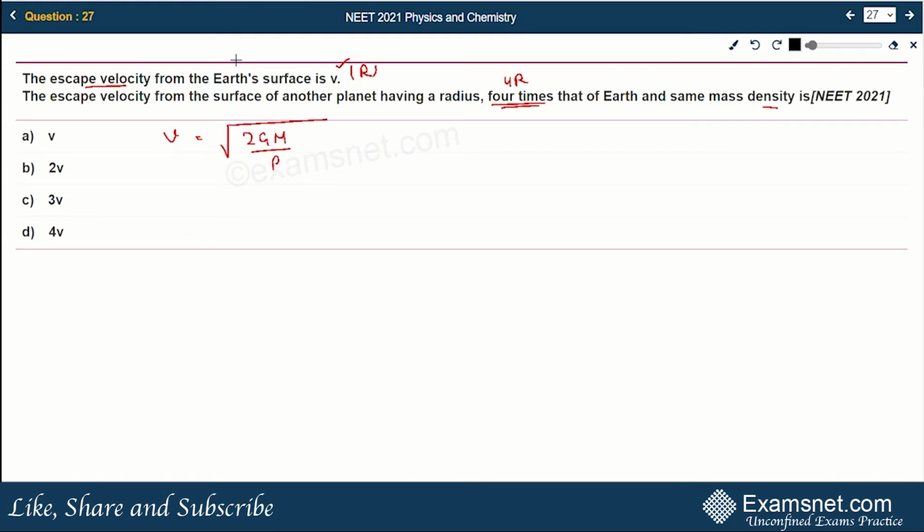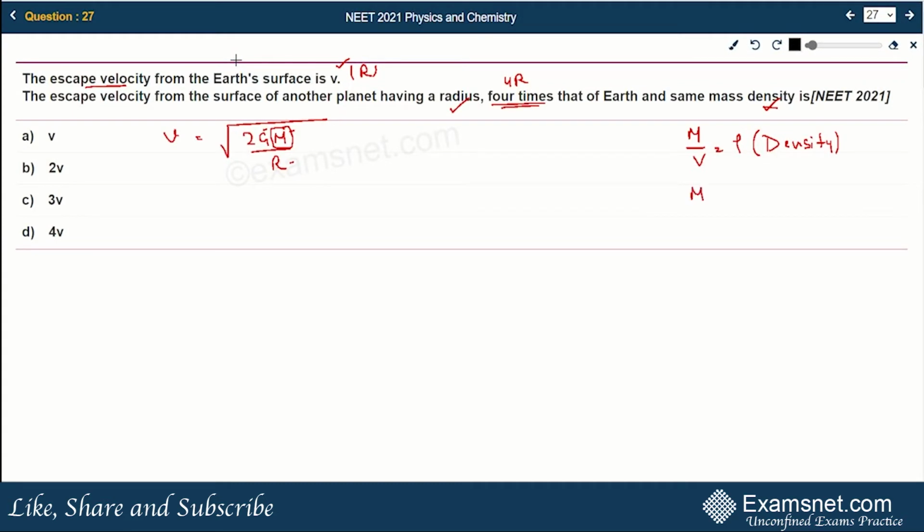divided by r, where G is the gravitational constant, M is the mass of the Earth, and r is the radius of the Earth. Okay, so here in the question radius is mentioned and density is mentioned, whereas in the formula you don't see any density. So we'll write mass in terms of volume and density. We know that mass by volume equals density. Rho denotes the density, right?